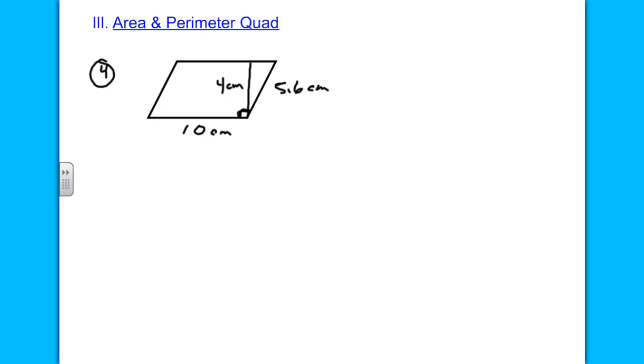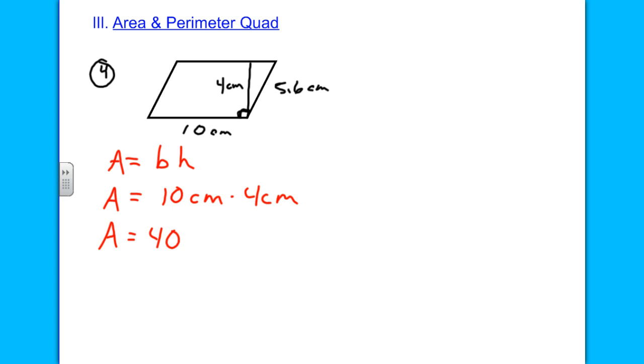Okay? Good. Okay, last one. Try this. Find the area and the perimeter. And then we're done. Let's start your assignment. Okay, we can start with finding the area. Again, area equals base times height. We're looking for a perpendicular height. So we can fill in our known information. It looks like we have a base of 10 centimeters and a height of 4 centimeters. And so when we multiply these together, we end up with an area of 40 centimeters squared.